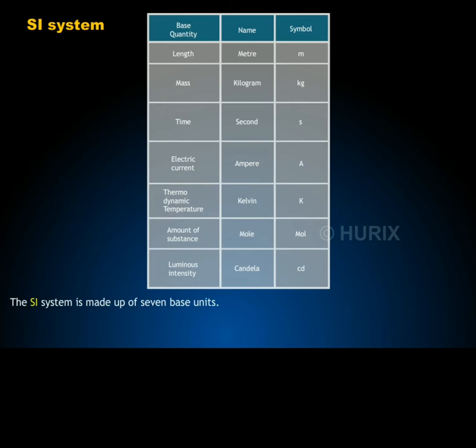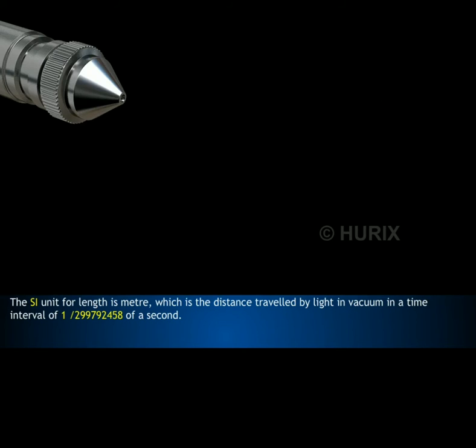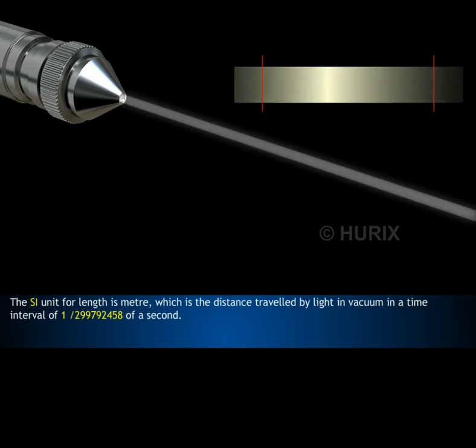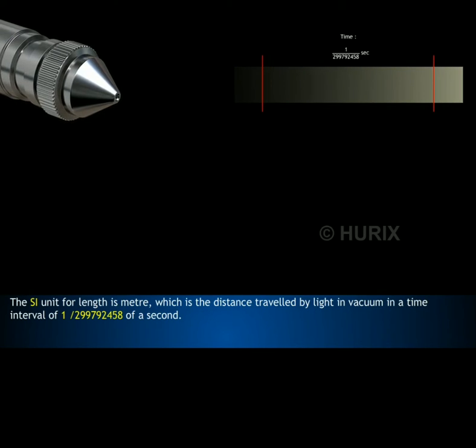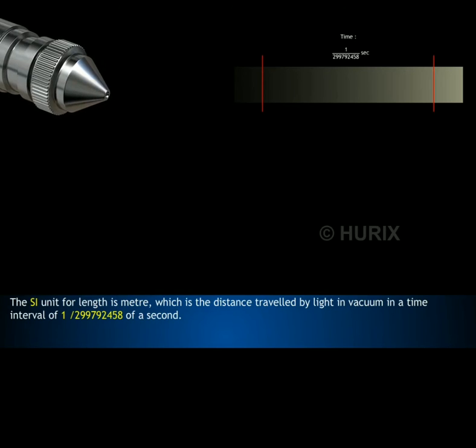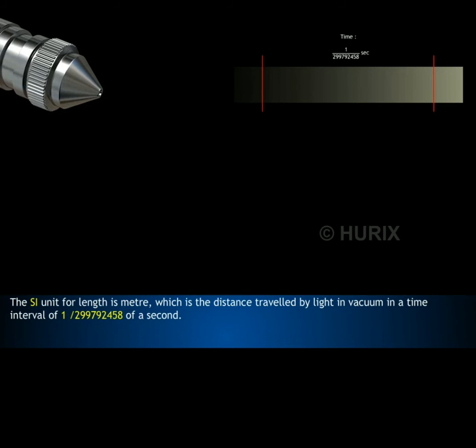The SI system is made up of 7 base units. These units are shown in the table above. The SI unit for length is meter, which is the distance traveled by light in vacuum in a time interval of 1 by 299,792,458 of a second.